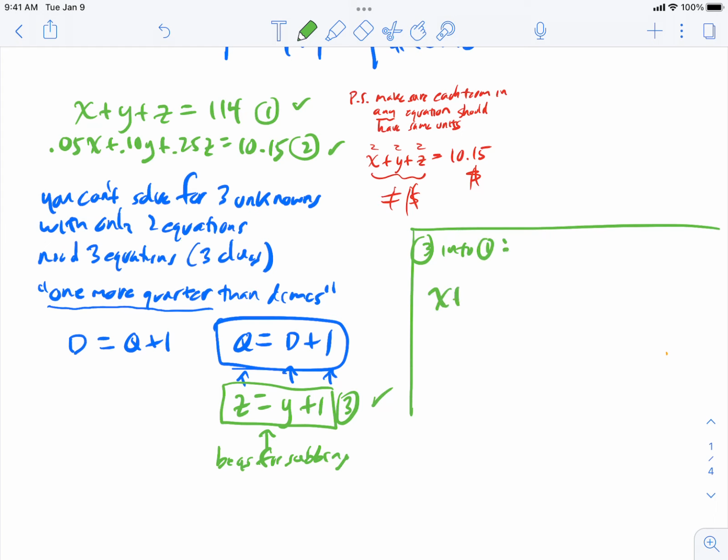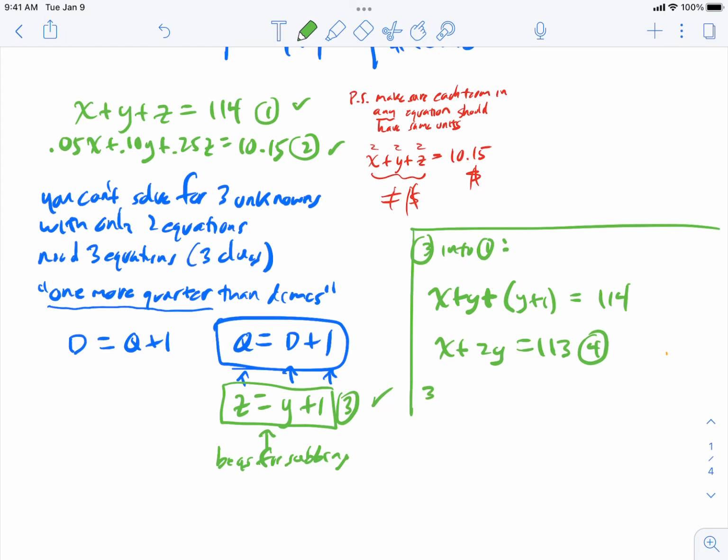We get x plus y plus, and then where I see the z, I'm substituting this stuff, which is y plus 1. Okay, so that equals 114. So if I simplify this equation, it's saying x plus 2y basically, and then you subtract 1 from both sides, you get 113. I'm calling that my equation 4.